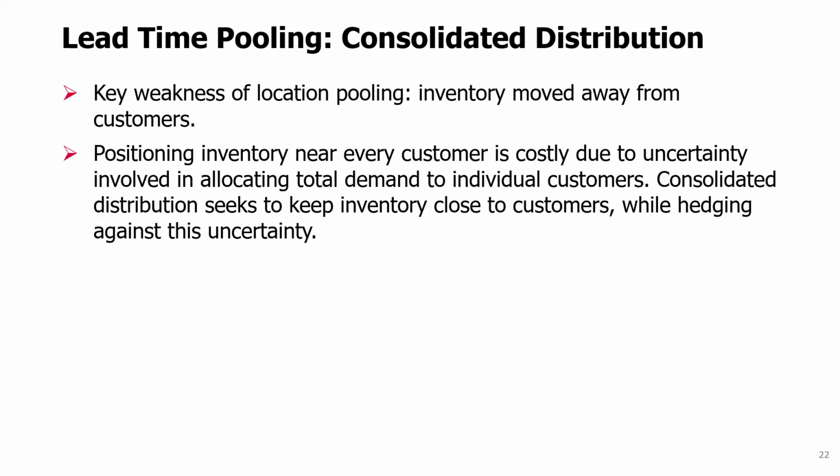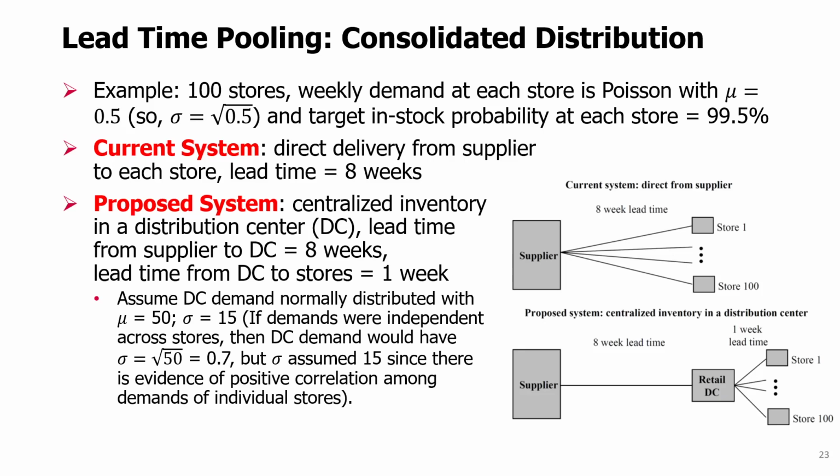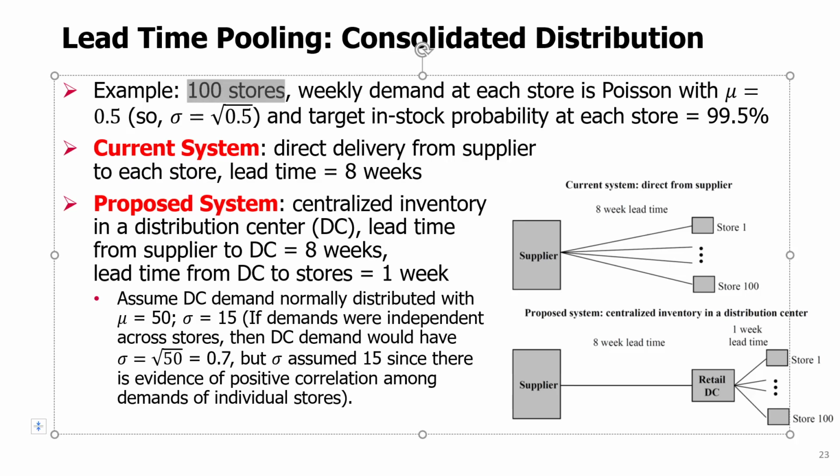over individual customers. So consider an example similar to the Medtronic InSync pacemaker case, but the starting system, the current system, will not have a distribution center, will just have supply directly from supplier. So suppose we have 100 stores or 100 territories with sales reps, right? Weekly demand in each store is Poisson with mean 0.5. And standard deviation is, of course, square root of 0.5 if it is a Poisson distribution. And assume target in-stock probability in each store is 99.5%.